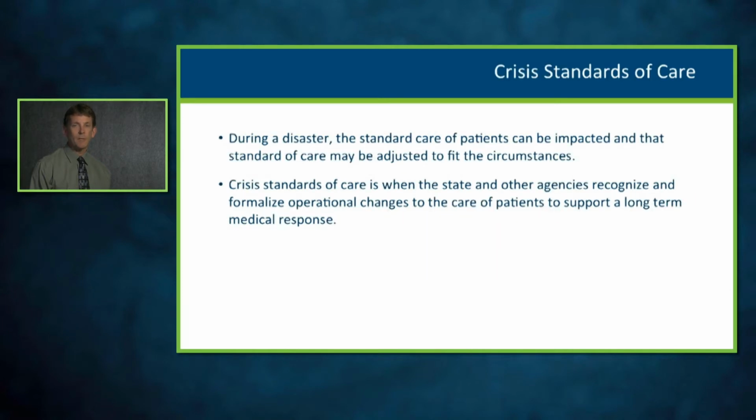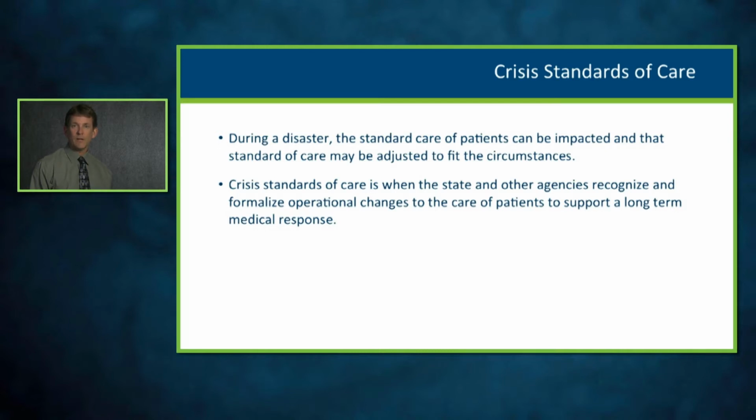During a disaster, there may be limitations in supplies, equipment, or staffing. These limitations can result in necessary adjustments to the standard of care for patients. This adjustment changes standard care to crisis care, where we shift to doing the best we can for the greatest number of patients. Crisis standards are when the state or other agencies formalize the changes needed to support a long-term medical response by promoting consistency and invoking regulatory changes and declarations. For example, emergency declarations can trigger changes that improve provider protections or enable cross-border licensure recognition.